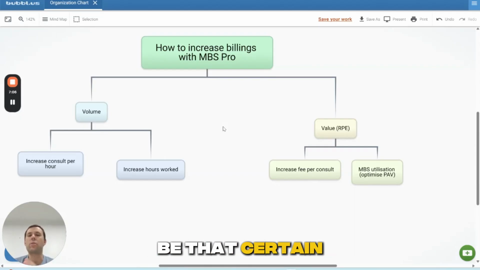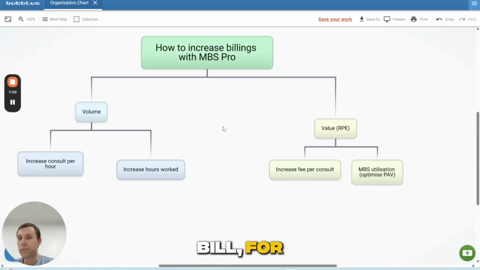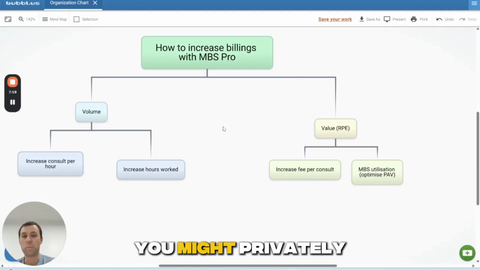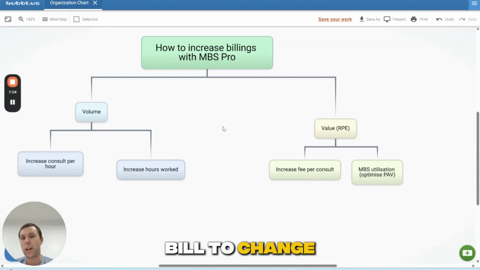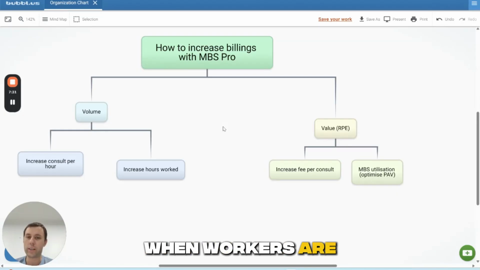So it might be that certain types of consults you do bulk bill, for example, and other types of consults you private bill because of a special niche or skill, or it might be that times where you're really busy, you might privately bill, and consults at times where you're not busy, you might bulk bill to change your loading over the day, where you might be really busy in the morning or after 5 when workers are coming in after they've finished their job, and you privately bill for those consults.